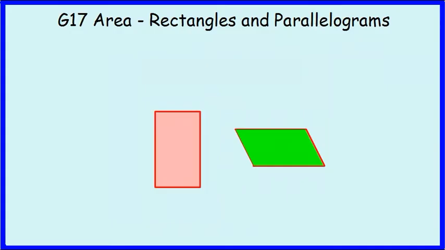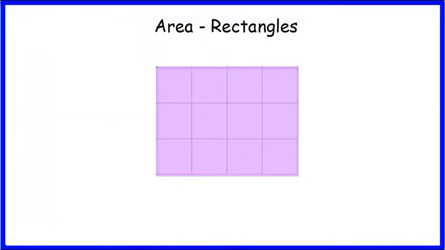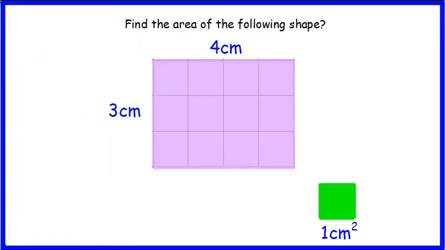In this video, we're going to look at area of rectangles and parallelograms. Okay, so let's look at a rectangle. Find the area of the following shape. It's on a centimeter squared grid, and you're asked to find the area. Now you've got to count, of course, and you get 12 centimeters squared.